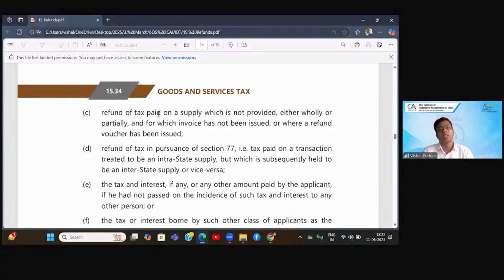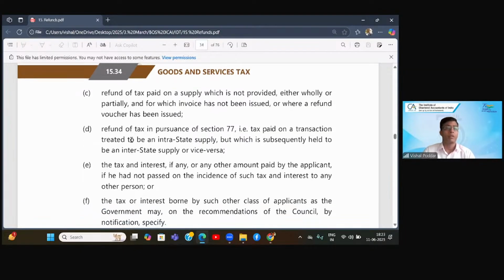Then comes the third scenario, refund of tax paid on supply which is not provided. Again, since you had not supplied the goods or service, it was an advance. Mainly this will happen in case of services, because you pay tax on advance only for services, not for goods. In such a case, there is a possibility that you may not have recovered the tax because the supply is yet to be made, and most important, you should have issued a refund voucher refunding back the tax if you have taken it. So that is the point.